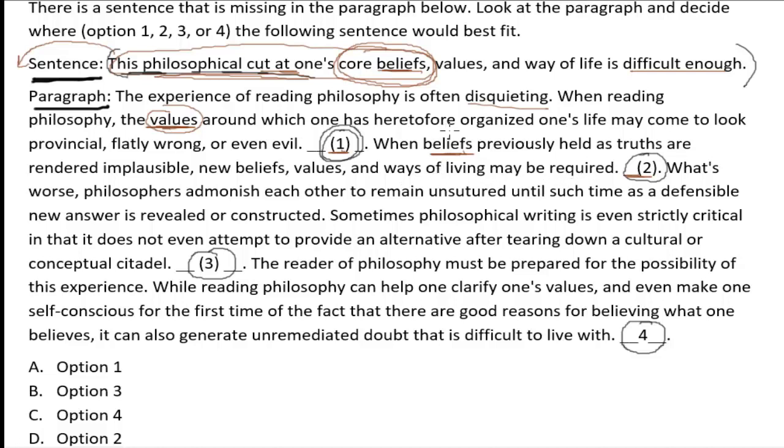So the previously held beliefs are rendered implausible. You need to acquire a new belief. This is what the sentence says. What's worse, philosophers admonish each other to remain unsuited until. Now the point is, when you say this philosophical cut, can we say that the cut is happening here, or is the cut happening in this sentence?